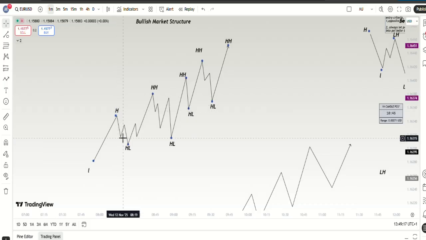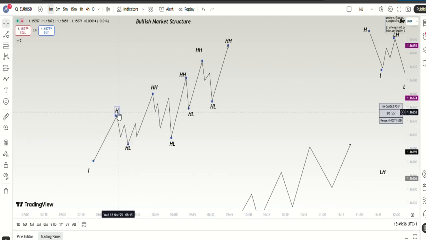Most people will be like, okay, this is another lower low, this is another lower high. Sorry, this is another lower low, higher low, higher high, higher low, higher high, higher low, and then higher high. No, no, no, no, no, no. Everything in here is internal.